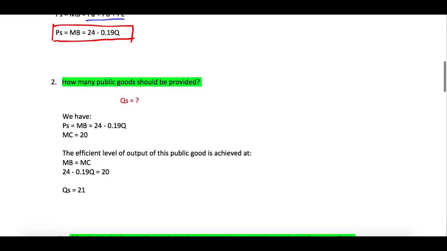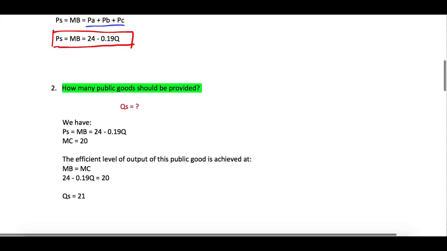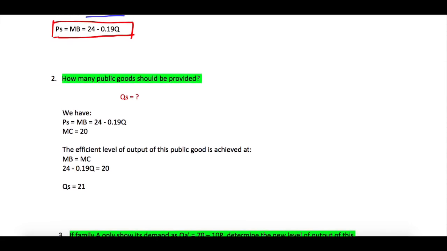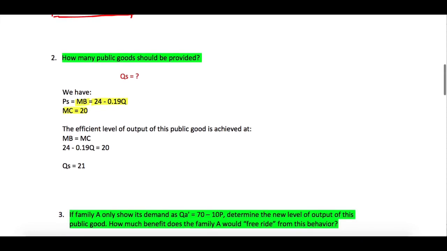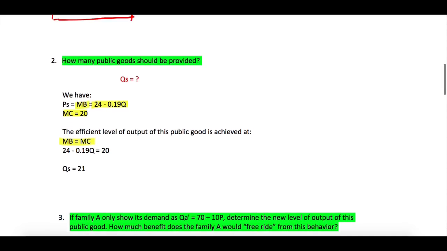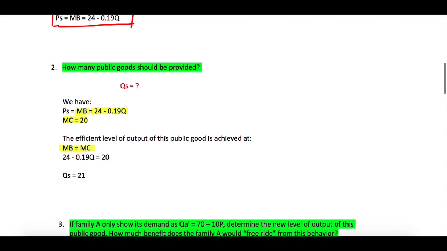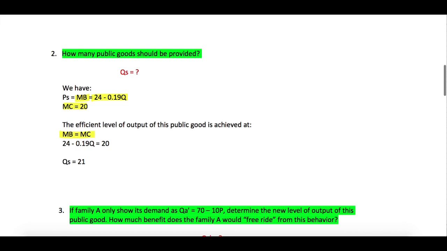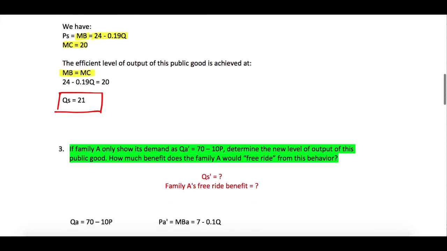Next question, how many public goods should be provided? It's very simple. You have marginal benefit and you have marginal cost, and the efficient level of output of this public good is achieved at MB equal to MC. Then you just replace the values into this equation and you get QS equal to 21. So this is the output that public goods should be provided.